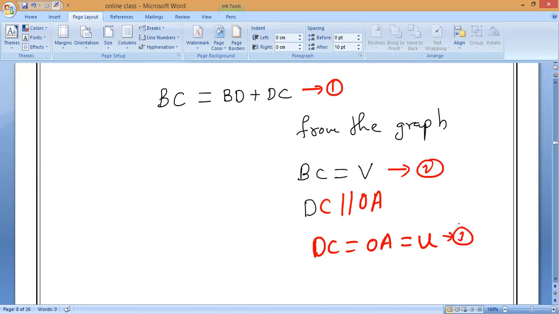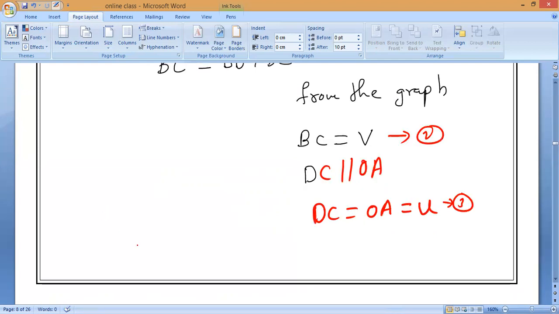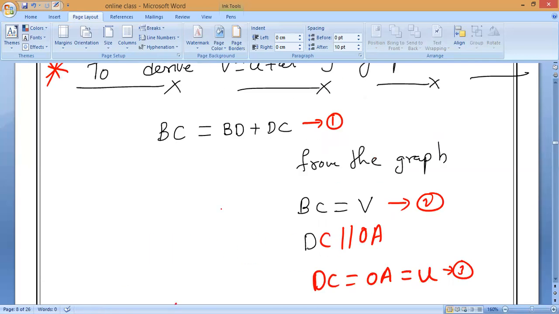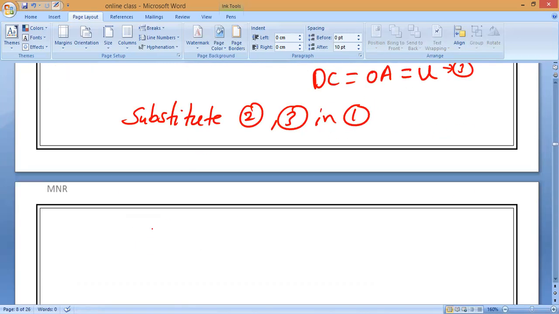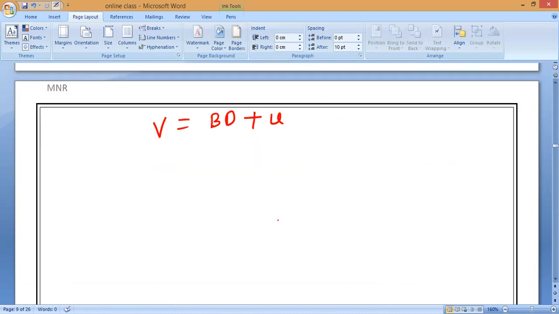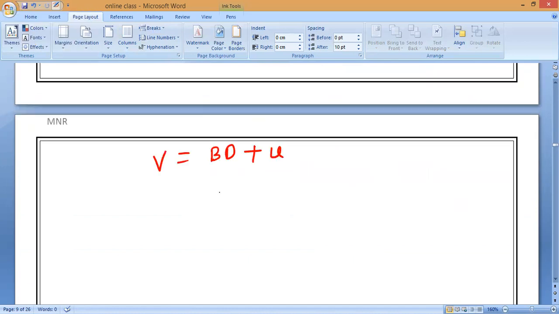Now, substitute 2 and 3 in equation 1. Understanding, everybody? Let us do it. Substitute 2 and 3 in 1. What will come, guys? BC means the final velocity, which is equal to BD plus DC, and DC means U. Yes or no, everyone? Yes, BD.